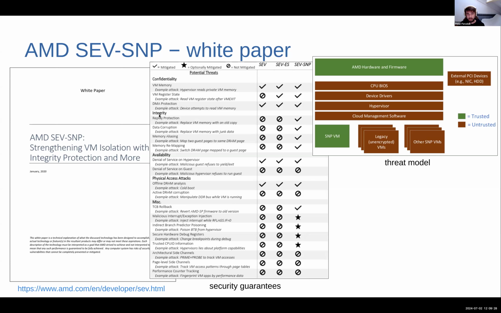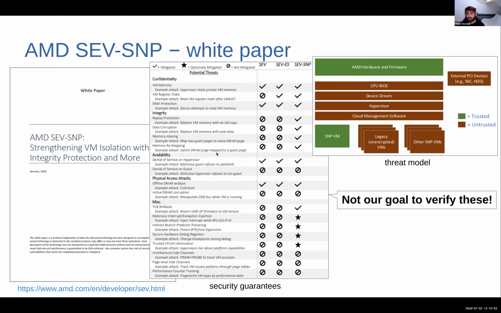Basically, SNP can detect when a hypervisor wants to manipulate page tables of a guest. For example, SNP can detect an attack when a hypervisor wants to map two different guest physical addresses to the same system physical address. And also the opposite, when a hypervisor attempts to map a single guest physical address to multiple DRAM pages or system physical addresses. So basically SNP ensures one-to-one mapping between system physical addresses and guest physical addresses.